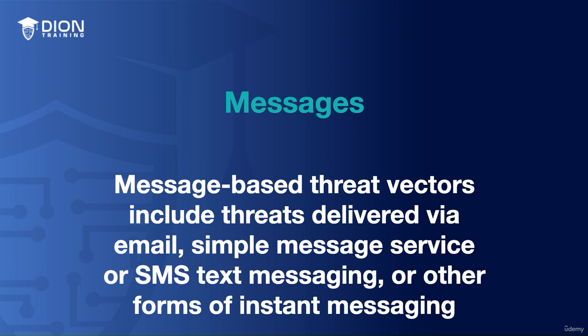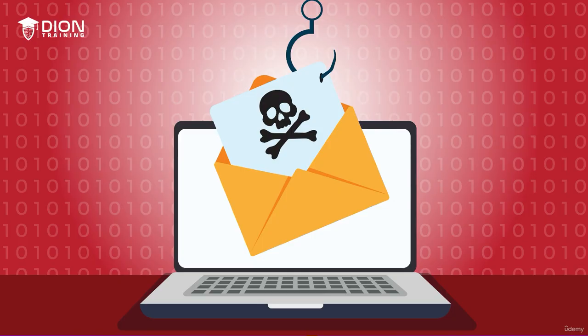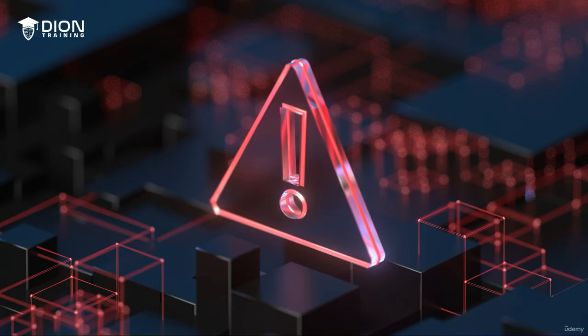First, we have messages. Message-based threat vectors include threats delivered by email, short message service or SMS, or other forms of instant messaging. Phishing campaigns are commonly used as a part of a message-based threat vector where an attacker impersonates a trusted entity to trick its victims into revealing their sensitive information to the attacker.